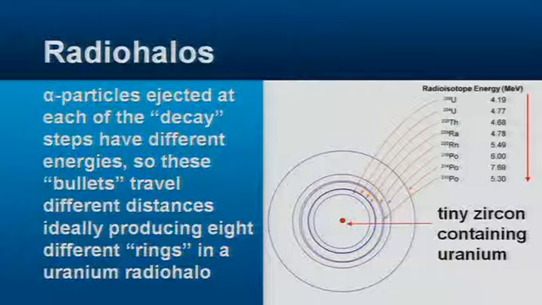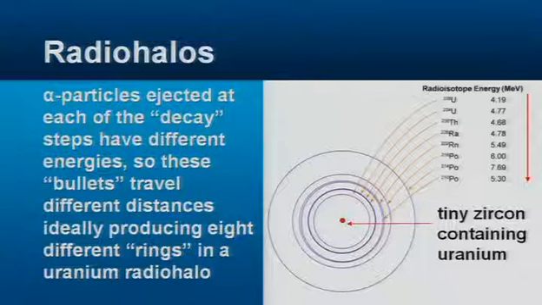Okay. As I said on Tuesday night, each of these bullets travels a different distance, because the parent becomes a daughter, and the daughter then becomes a parent that spits out a daughter. They each eject alpha particles at different energies for each step in this process. And so you can see in this diagram the list of the atoms that spit out the alpha particles, and you can see the energies.